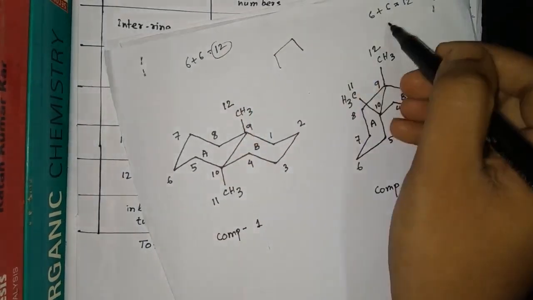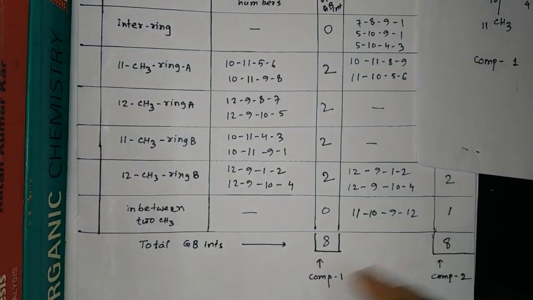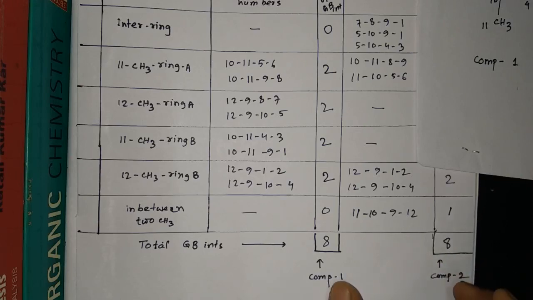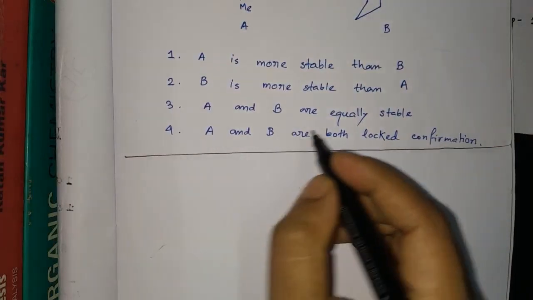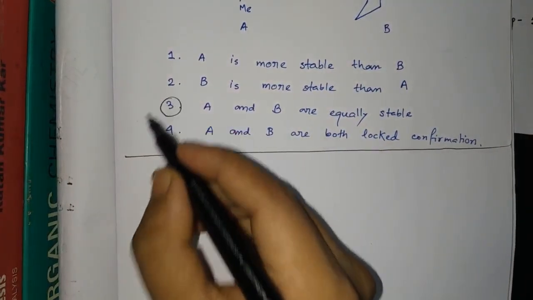These 12 interactions are there, but I am not considering this one. So these 8 interactions are extra. In both cases, compound 1 and compound 2 have 8 interactions, and hence both are equally stable. So guys, in the options, the option will be both are equally stable. This is the correct answer.